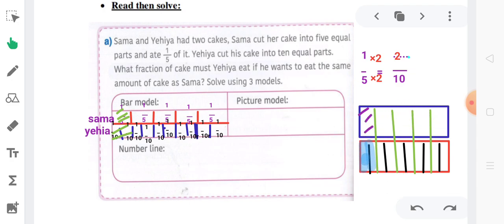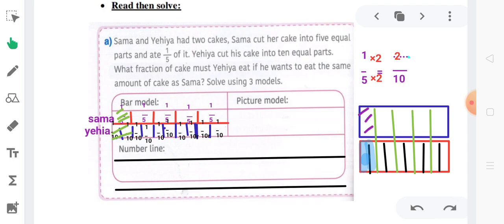Then I will draw the number lines, 2 number lines. Don't forget the benchmarks, 0 and 1. Okay, the first one is for Sama. I will cut it into 5 equal parts, so I put 0 over 5 and 5 over 5, that's equal to 1. Then I will cut it into 5 equal parts. This is 1, 2, 3, 4, and 5. I will also cut the second one into 5 equal parts, then I will cut it again.